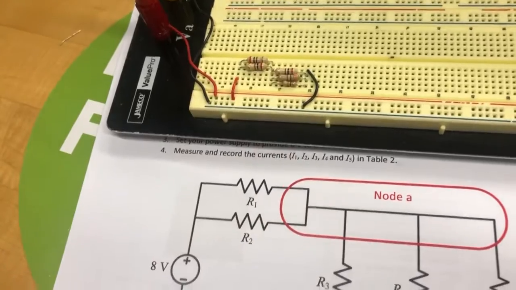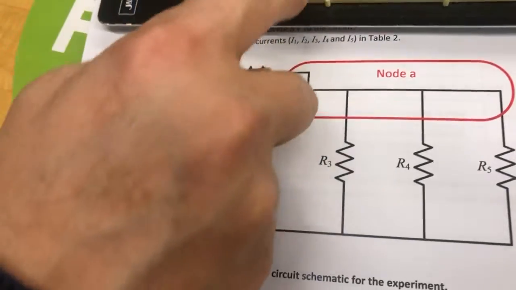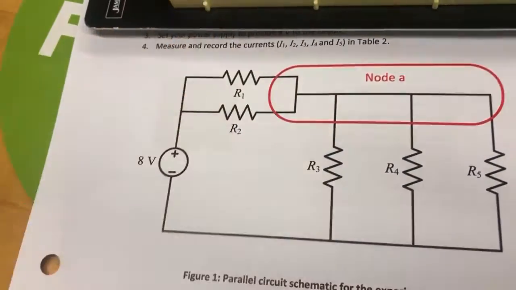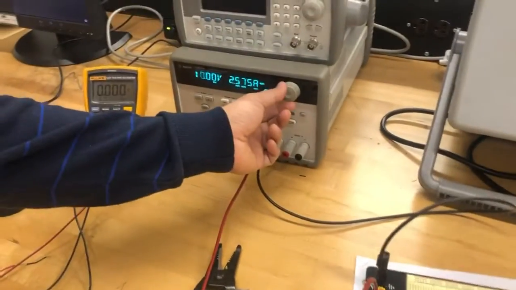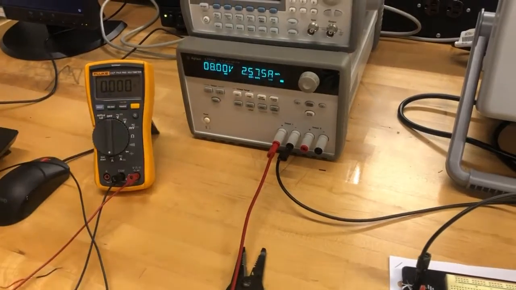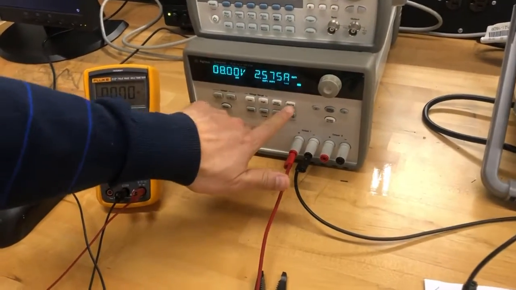And on the other side, this node is coming back to the reference. So this node is coming back to the reference here. So this is the reference A, you know that, right? So I need to supply 8 volts. I'm gonna go over here, make sure that I have 8 volts. So I'm gonna go 8 volts. Current is not limited. So that's your 8 volts.